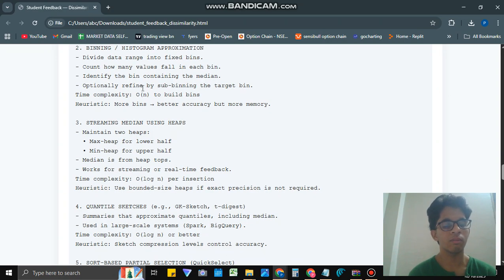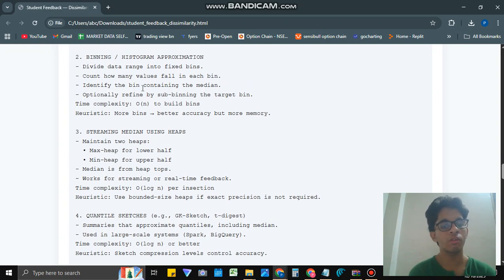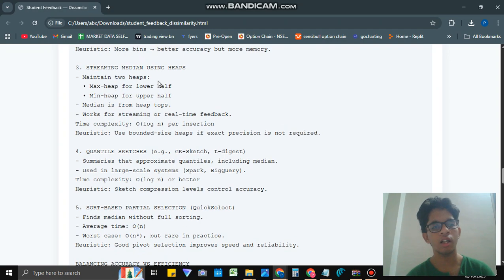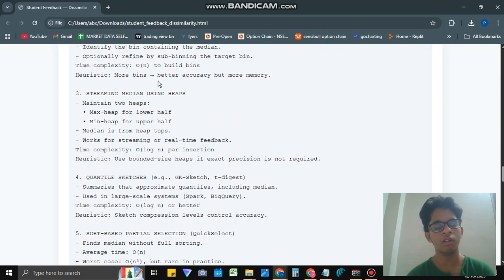We can optionally sub-bin also in the target bin, that is a bin inside a bin. So how is a bin created? We count how many values fall in each category or each bin. That's how we use binning or histogram approximation.